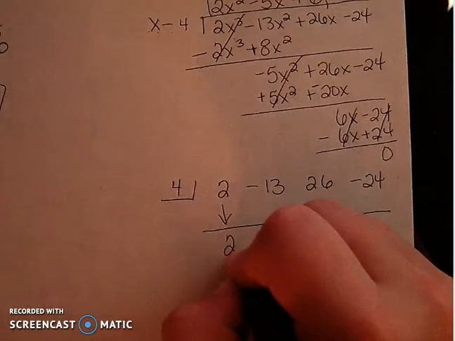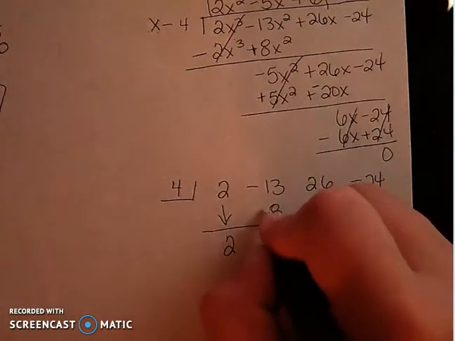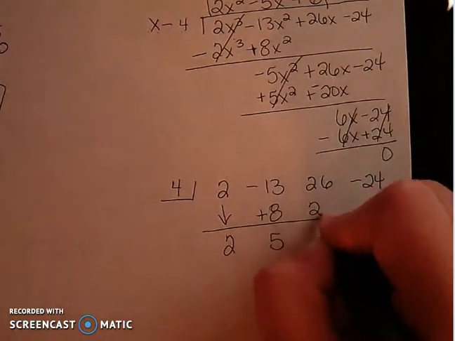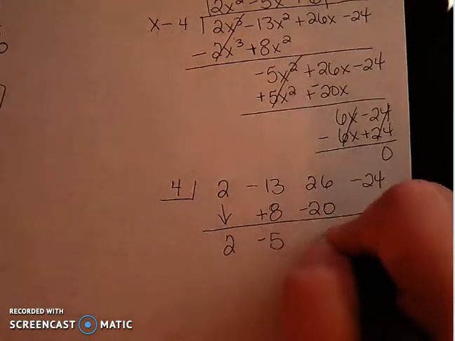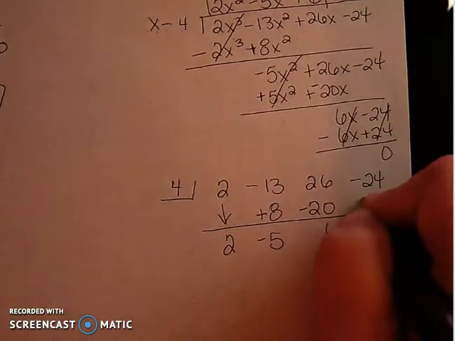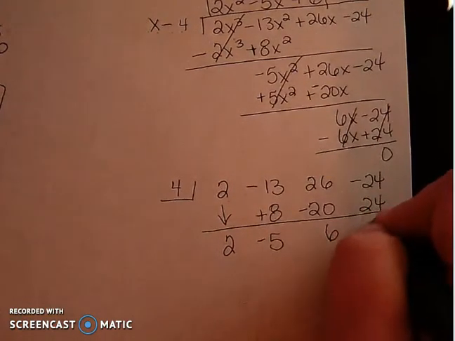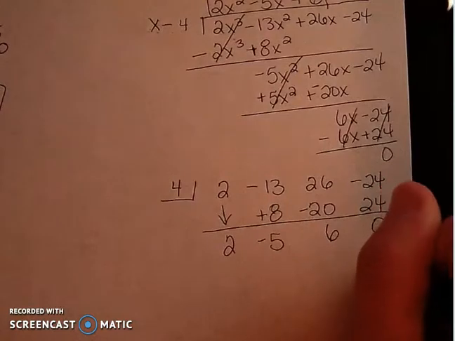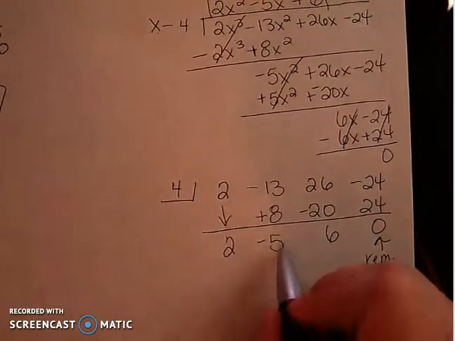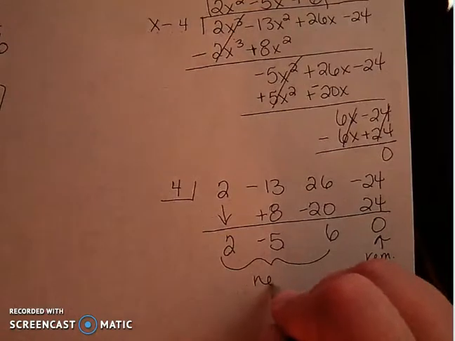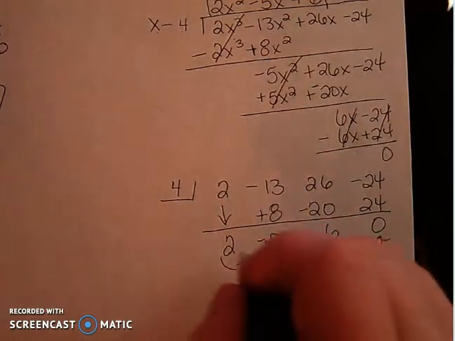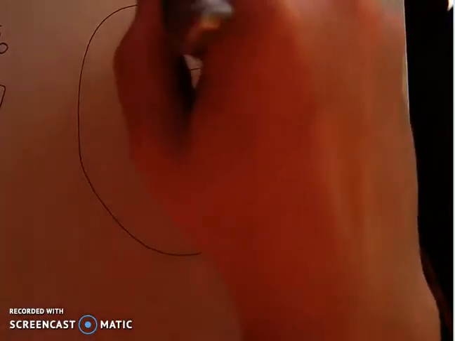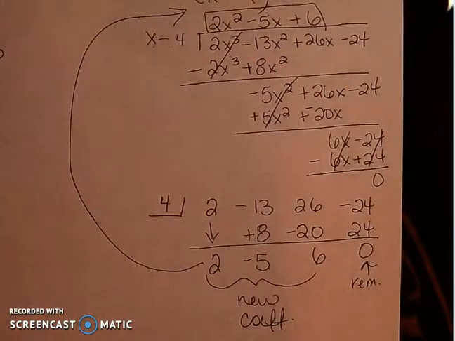We multiply, add, multiply, add, multiply, add. The last number being our remainder. These are my new coefficients of my answer. And if you notice, they match what we found before. Either one of these is acceptable for you to do.